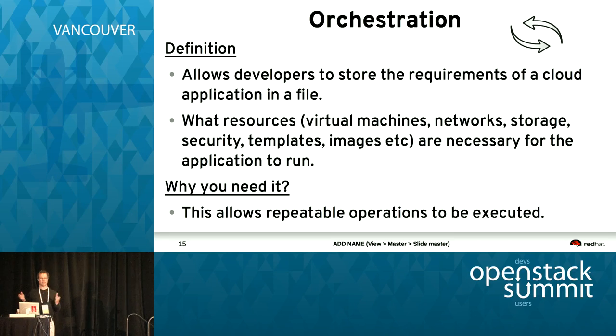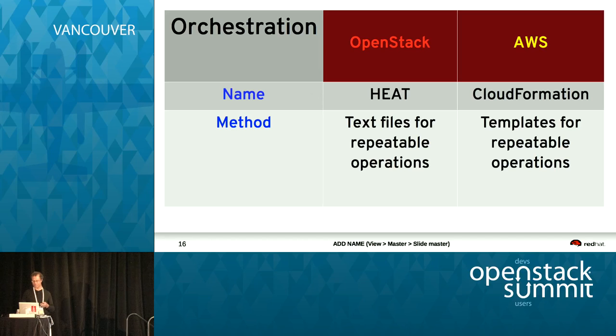So you want to create a cloud application that should be as near perfect as the music that you're getting out of the orchestra. You need to bring in the storage, the networking, the security, add an image, add an instance, kill it as needed. So you want to have an automated method. In OpenStack, it's called Heat. In AWS, it's called CloudFormation. AWS uses something called templates. OpenStack uses something called text files.